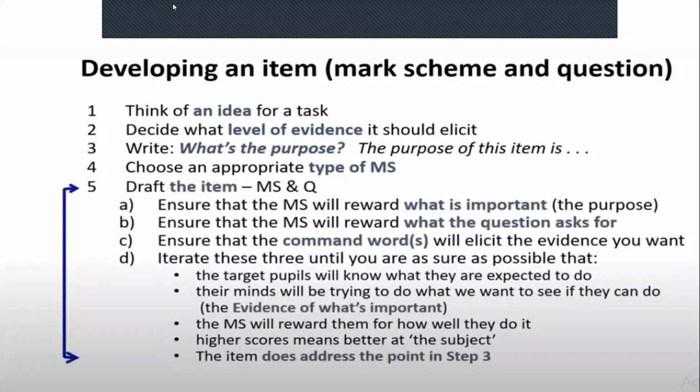You will keep iterating these three until you are sure that your targeted pupils will know what they are expected to do. That means your instructions are very clear and they clearly express what you are expecting from your students. You will also ensure that their minds will be trying to do what we want them to do, and to see if they can do it. You will ensure that the evidence that they will end up giving you will be exactly what you aspired out of them. The marking scheme will reward them for how well they did it. Higher score means you are better at the subject, and the item does address the point in step 3, that is the purpose of that particular item.